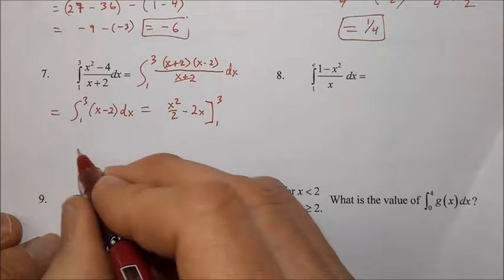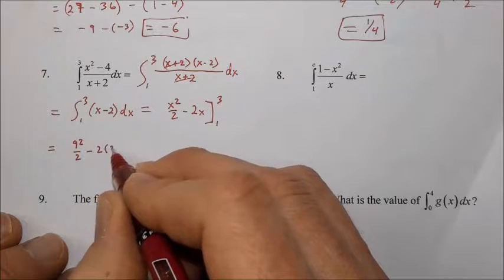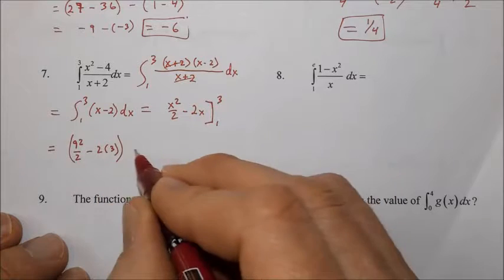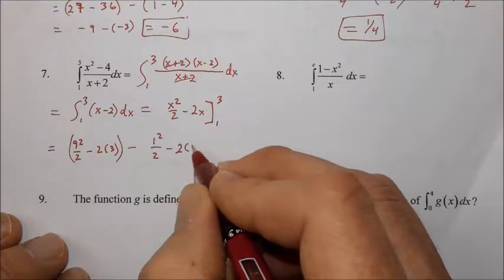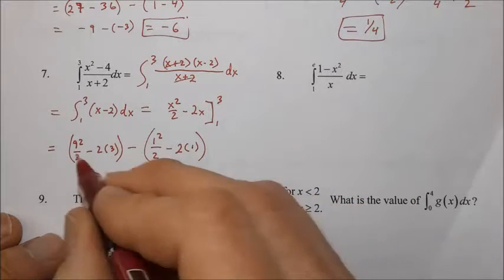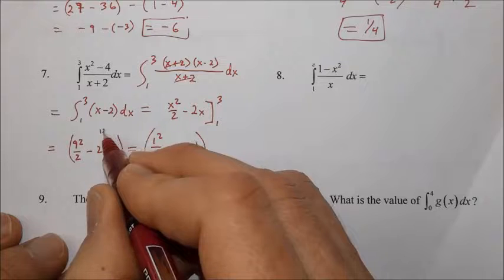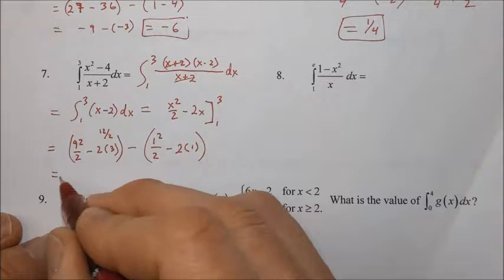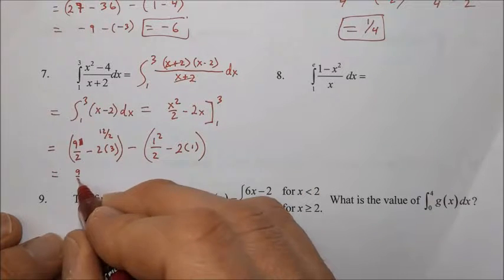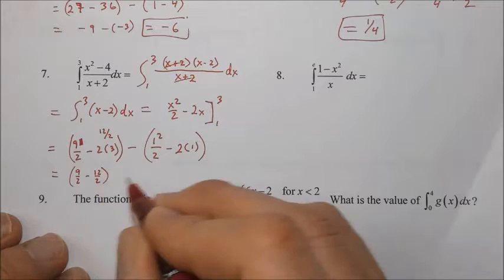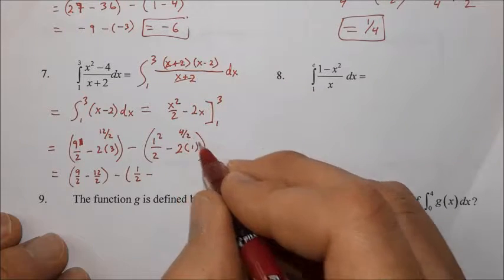So we plug the 3 in first. Doing so gives us 3 squared over 2 minus 2 times 3. And then we plug in the 1. So we have 1 squared over 2 minus 2 times 1. And again, we need parentheses around the whole thing. So we have 9 halves minus 6. 6 is 12 halves, right? 6 is 12 divided by 2. Oh, my bad. That should be just 9, not 9 squared. So we have 9 halves minus 12 halves. And then we are subtracting, and we have 1 half minus 2 is the same thing as 4 halves.